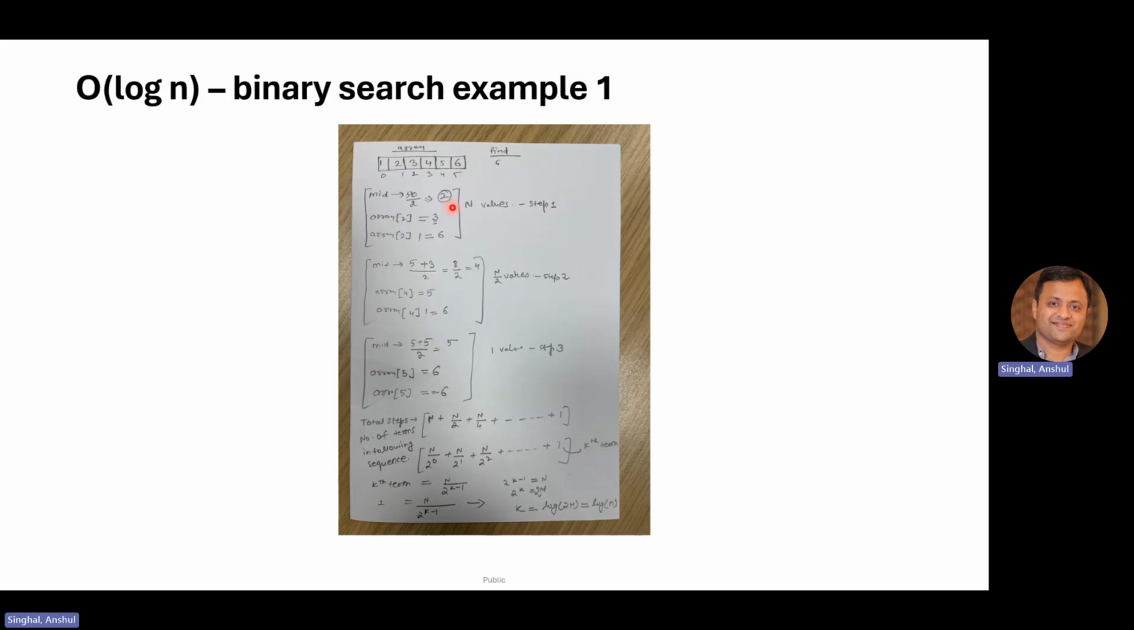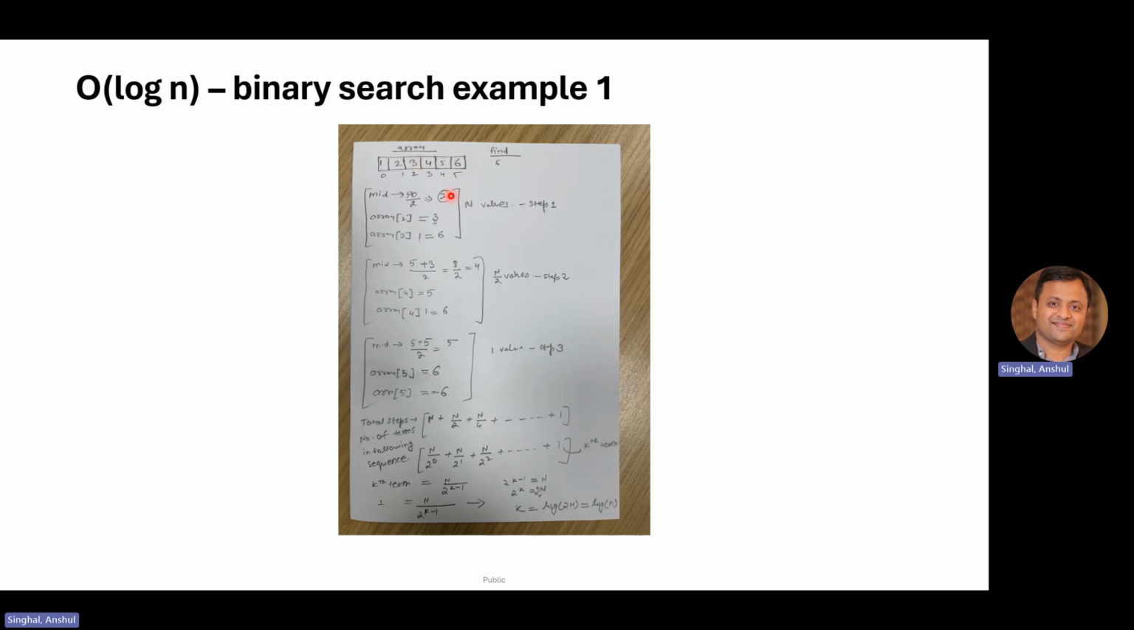So now we know from this given array that my mid position is 2. So I will check whether at index 2, what is my number? It is 3, right? So is this number matching my given number 6? No, it's not matching. So this is step 1, right?